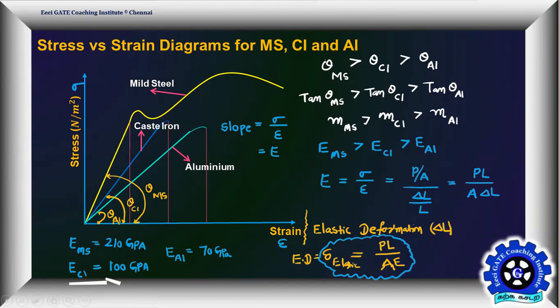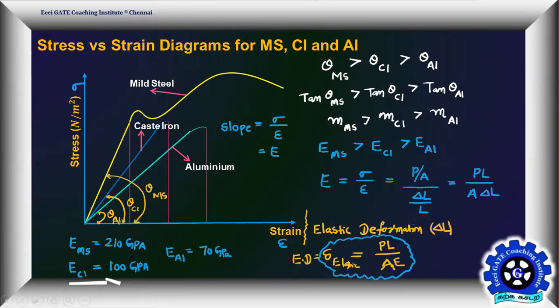Here, the higher the Young's modulus, the higher the elasticity. Okay? Among these three, which one is more elastic? Mild steel is more elastic than cast iron, and cast iron is more elastic than aluminium. The higher the elasticity, the higher the modulus of elasticity. Young's modulus will be higher for the more elastic material. Okay, that is the logic.